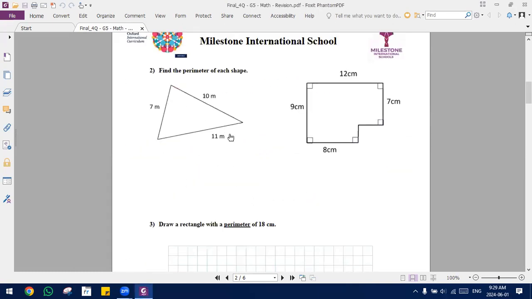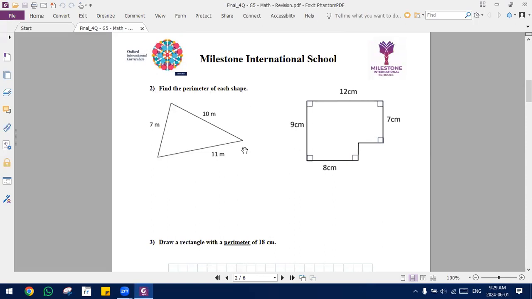Now, question number 2. It says find the perimeter of each shape. As we said, perimeter is the outside part. So first we have a triangle. To find the perimeter of the triangle, we write P equal to, we add the sides, 10 plus 7 plus 11 equal to 17, 28. Unit meters.